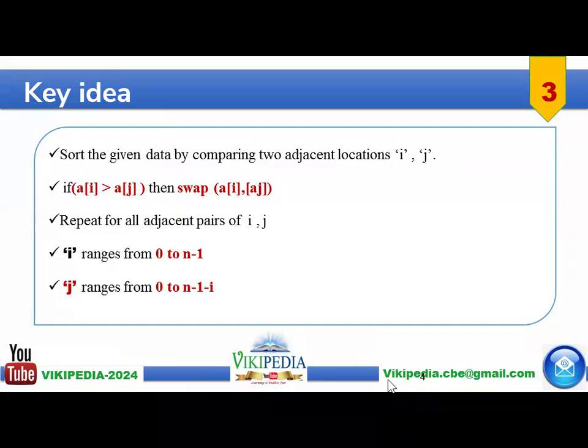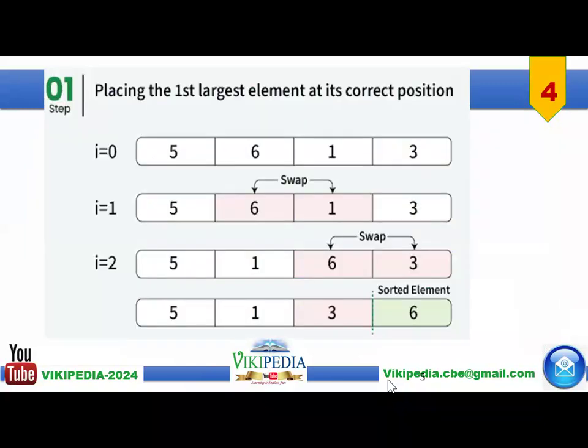As already mentioned, we will be touching only the unsorted data. Unsorted data will be lying from 0 to n minus 1 minus i for each i iteration. Now consider this as the data. In pass 1, let's say we have 4 elements, so we will be doing n minus 1 passes.